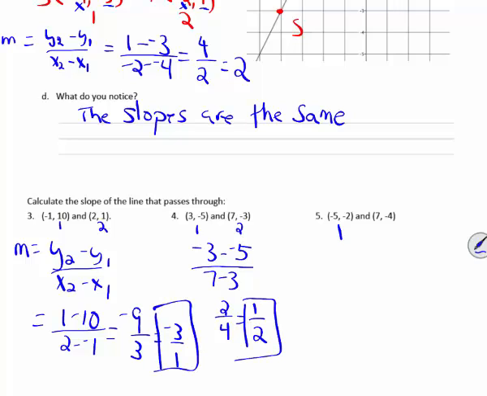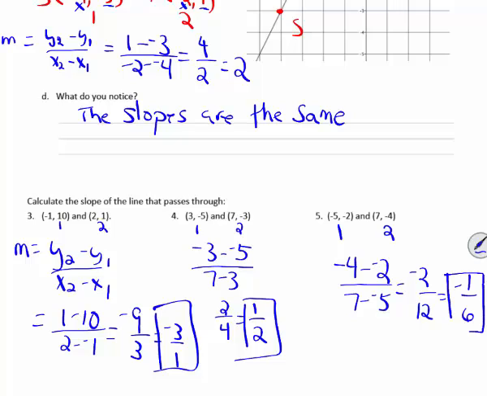Okay, first point, second point. So I'm going to do the y values first. Negative 4 minus negative 2 over 7 minus negative 5. Negative 4 minus negative 2 is negative 2. 7 minus negative 5 is 12, which would reduce down to 1 over 6. You want to keep them as fractions, not as decimals.